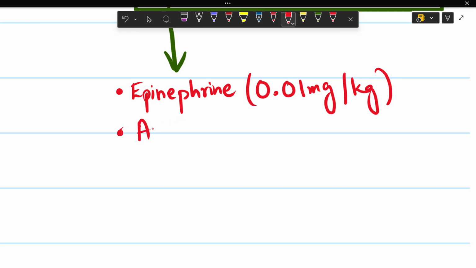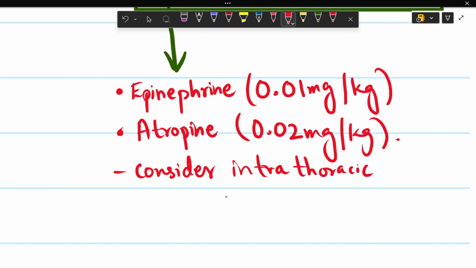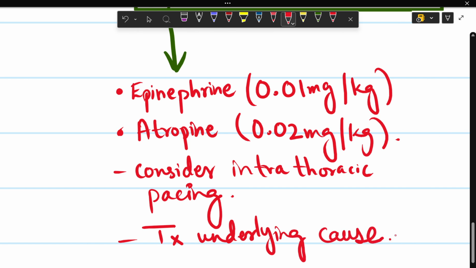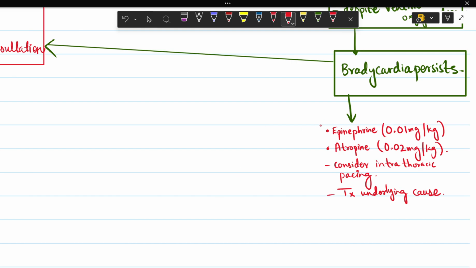Atropine by the dosage of 0.02 mg per kg. You can consider intrathoracic pacing, okay, pacemaker, and again you can treat the underlying cause. That's the ultimate goal, right, of this entire therapy. Underlying cause, unless the underlying cause is treated, the condition might not improve.